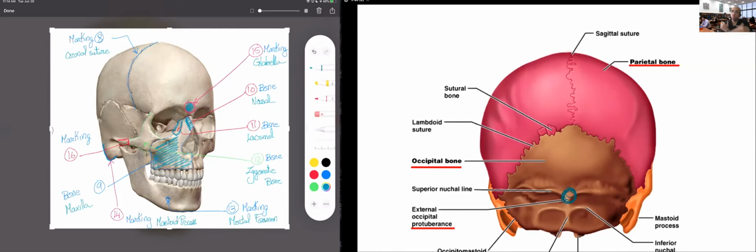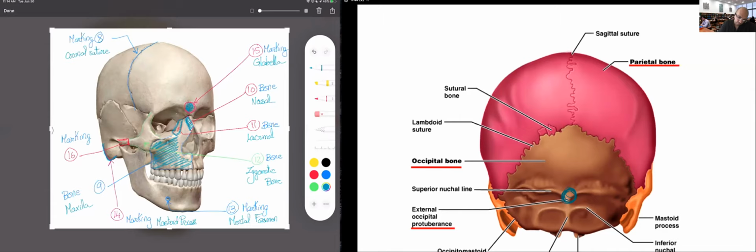And simply speaking, this is how your test is going to look. You're going to have diagrams like this. No surprises on the exam. You're going to be asked to identify a bone, to identify a bone landmark, or in a few cases, to identify the articulations that we mentioned.